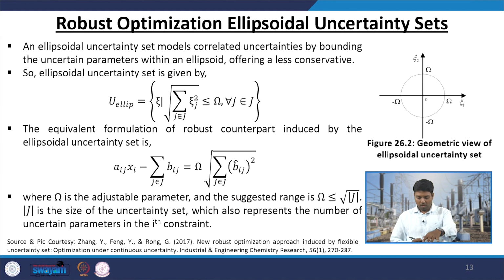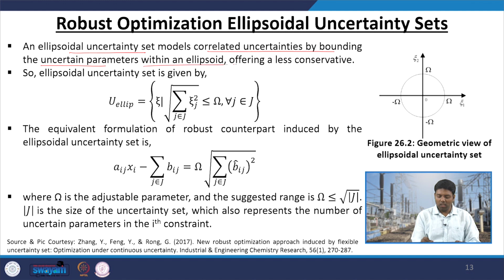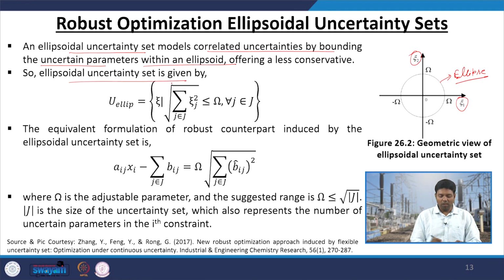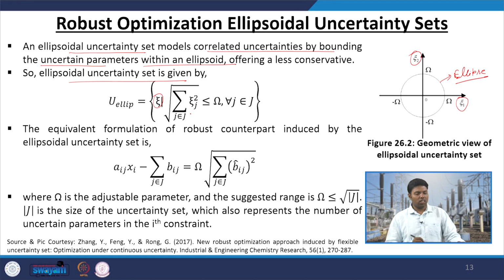Okay. Then the next set is called the ellipsoidal uncertainty set. An ellipsoidal uncertainty set models correlated uncertainties by bounding the uncertain parameters within an ellipsoid. That means if you have correlated uncertainties zeta 1 and zeta 2, then you form the bounding set as a circle or as an ellipse. The uncertainty set is given by the square root of the summation of all zeta square, which should be less than a maximum limit omega.